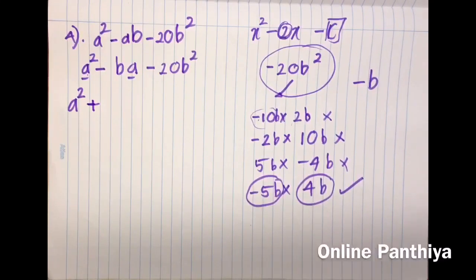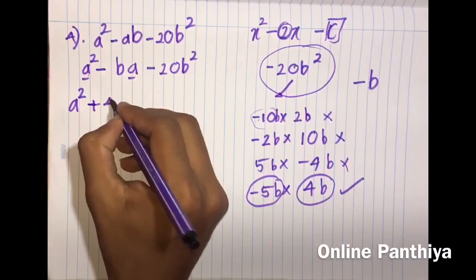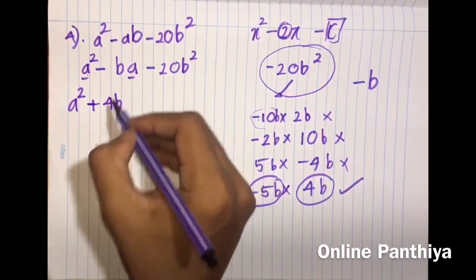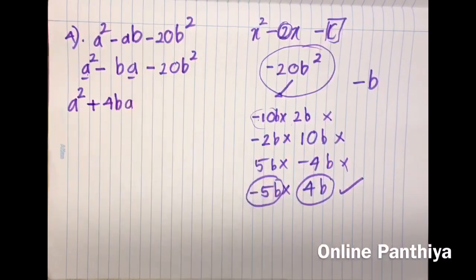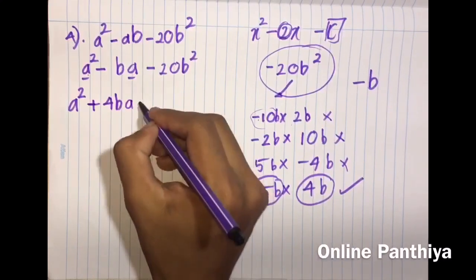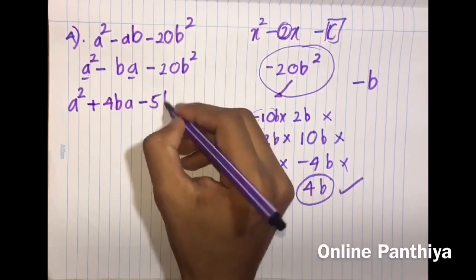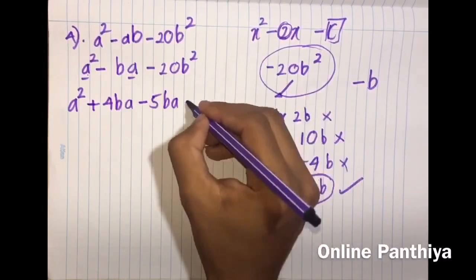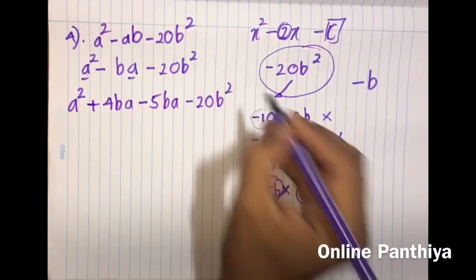Yes, so here what is the value you will be getting? You have 4b, and also you don't forget this a. Okay, I have interchanged it. Here you have 5b, also you have to include a, and minus 20b squared.